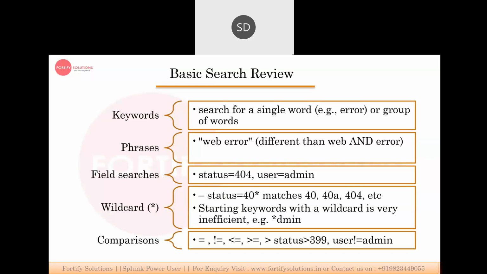Okay, so the next thing is phrases. When we are using any kind of phrase like web error, we have to use quotes. You can even use field searches. Suppose you can search a specific keyword and specific fields, like I want to search a very specific word like error, or either a specific word like pass. On the other hand, when I want to search web server or any other phrase, I have to use quotes.